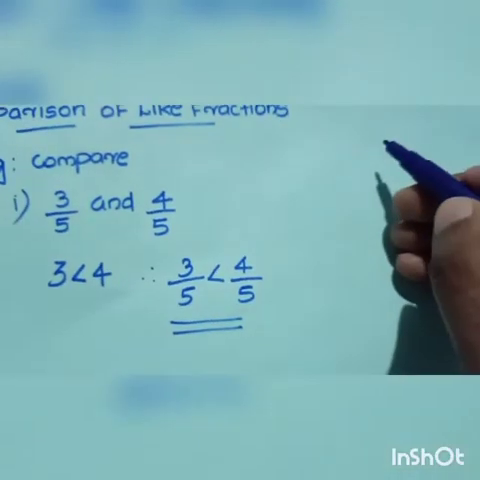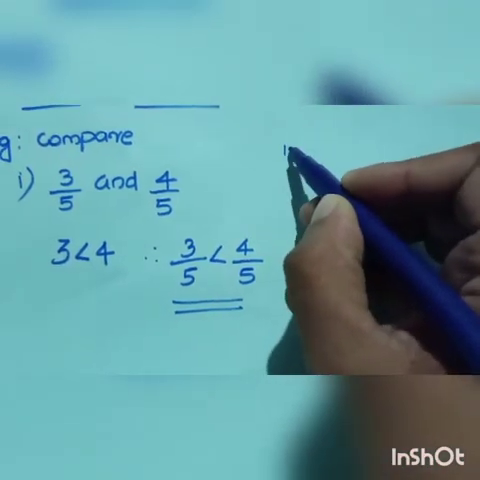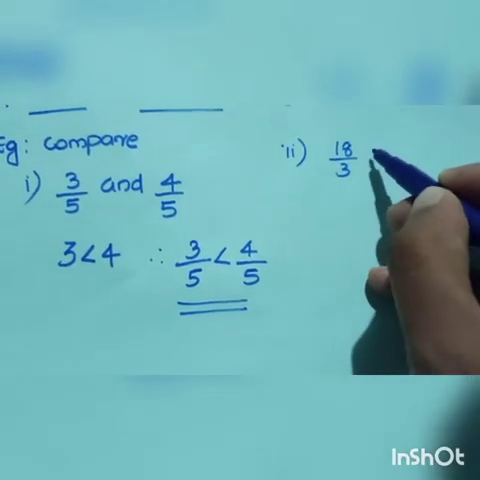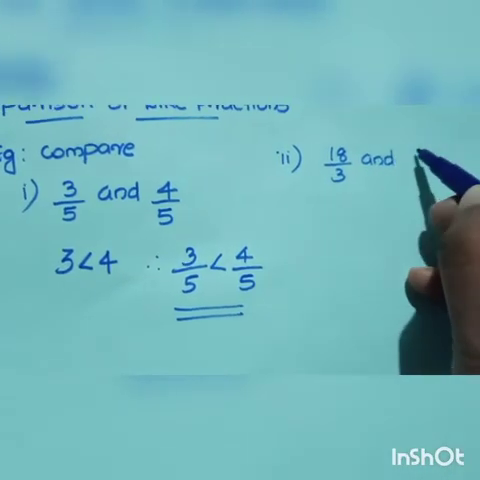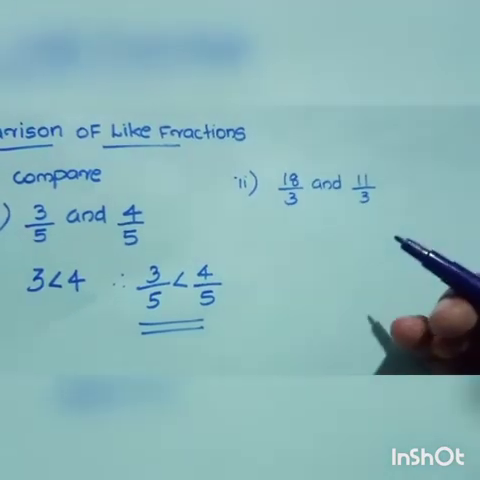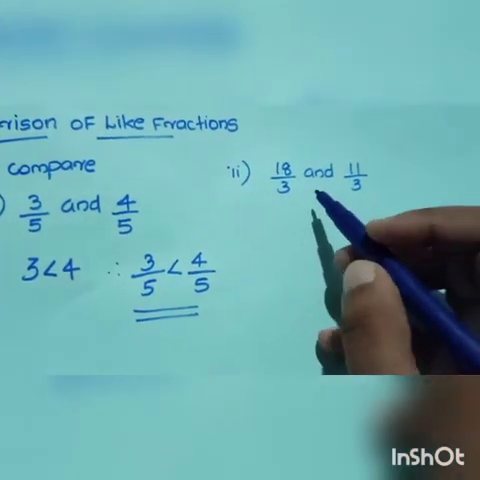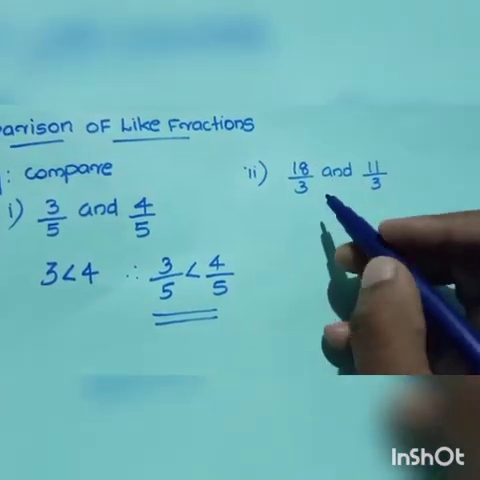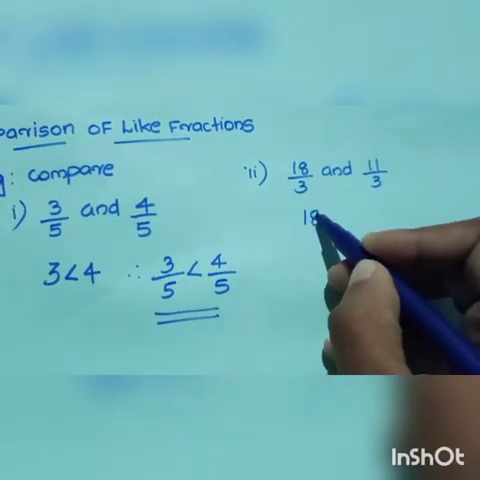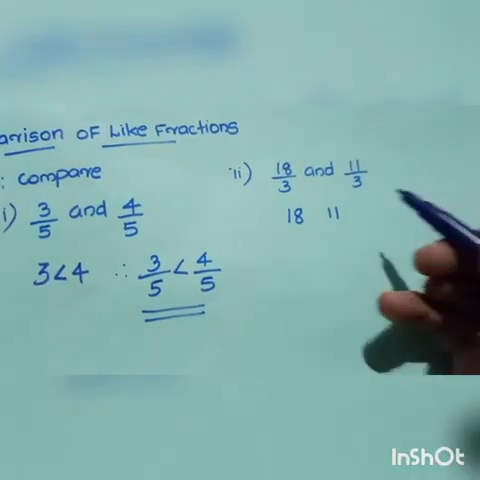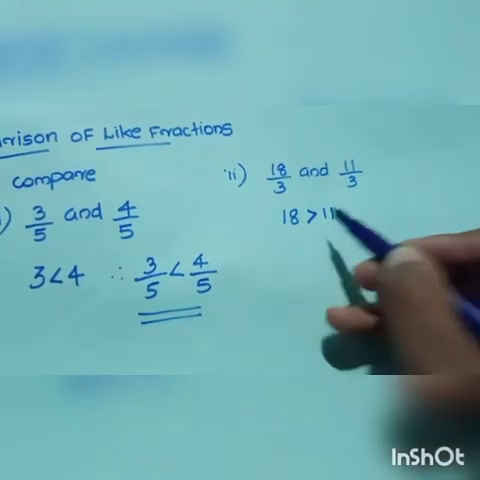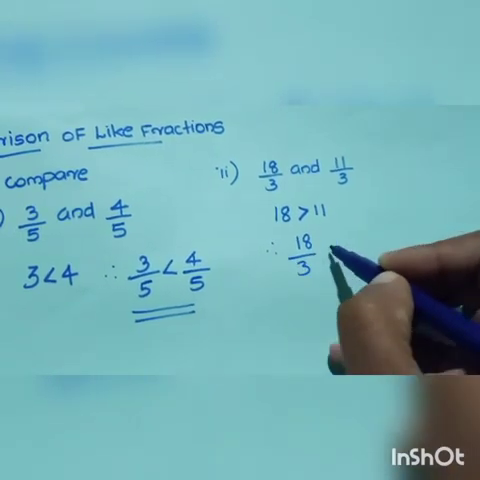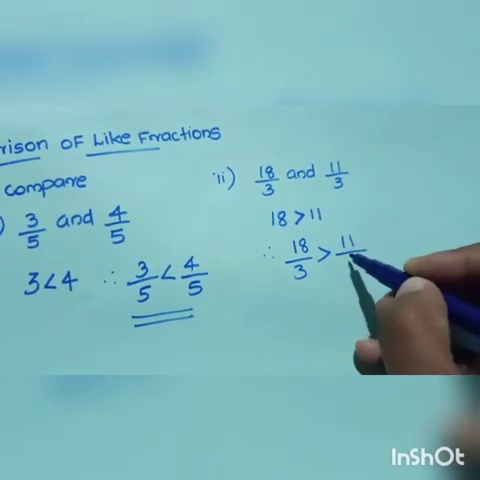We take another example. For example, 18 by 3 and 11 by 3. Denominators are the same, so we compare numerators. Numerators are 18 and 11. So 18 is greater than 11. Therefore, 18 by 3 is greater than 11 by 3.